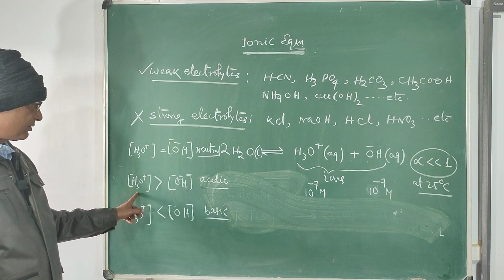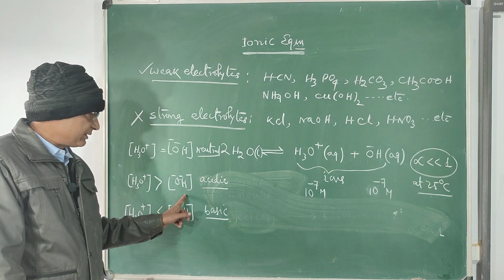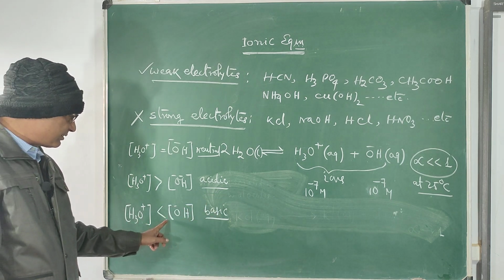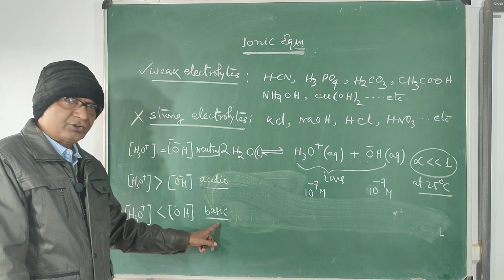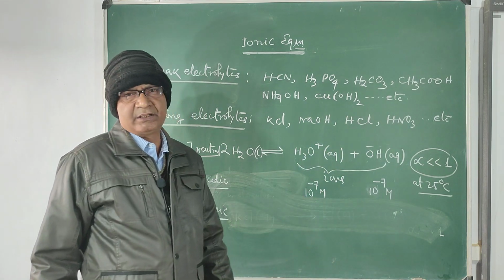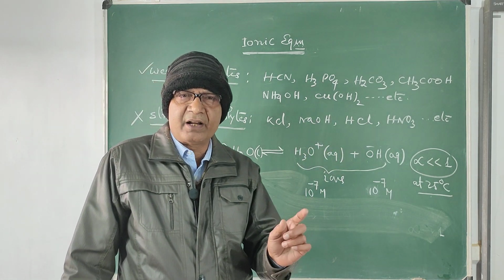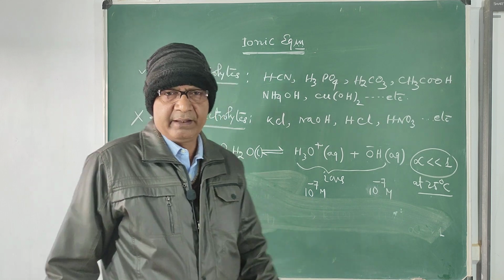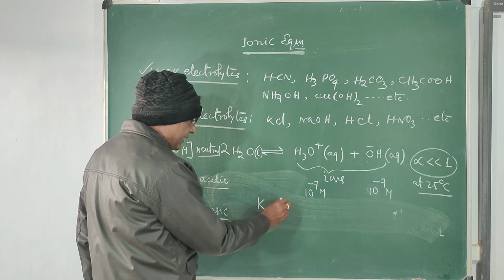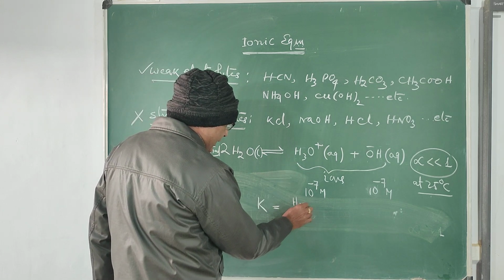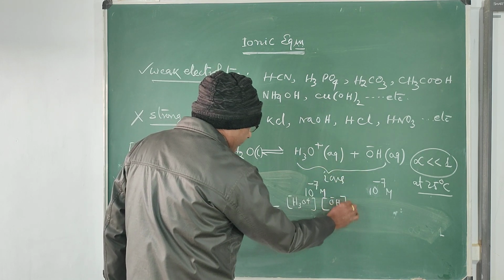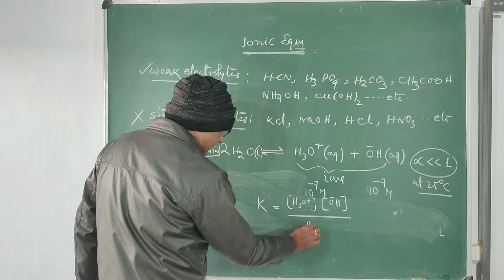When hydronium ion concentration is greater than hydroxyl ion concentration, the solution will show acidic nature, and when hydronium ion concentration is less than hydroxyl ion concentration, the solution will show basic nature. Now, because this is an equilibrium system, every equilibrium system is characterized by an equilibrium constant. So let us write down the equilibrium constant K for this process. K equals hydronium ion concentration multiplied by hydroxyl ion concentration divided by concentration of water squared.